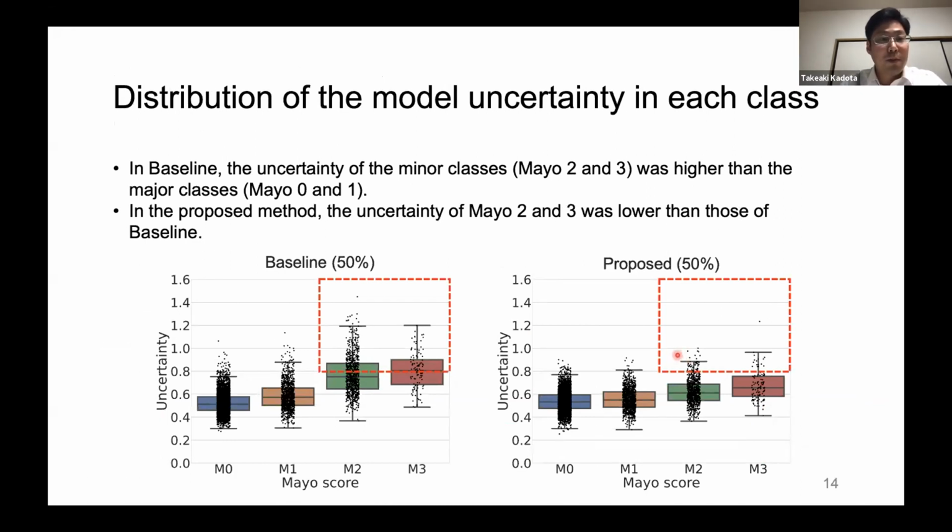This figure shows the distribution of the model uncertainty in each class. In baseline, the uncertainty of minor classes Mayo 2 and Mayo 3 was higher than the major classes Mayo 0 and Mayo 1. In the proposed method, the uncertainty of Mayo 2 and Mayo 3 was lower than those of baseline. This result indicates that the fewer class samples there are, the higher the uncertainty.